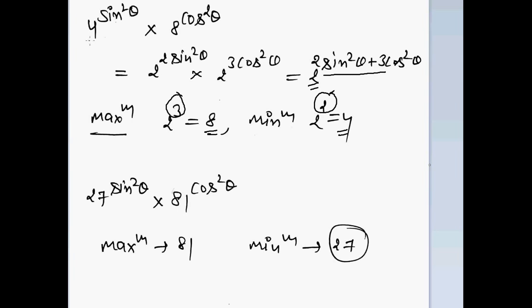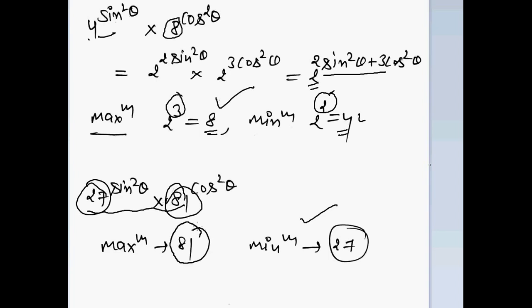What is the minimum between 4 and 8? 4. The minimum value is 4. What is the maximum between 4 and 8? 8. The maximum value is 8. See another example. What is minimum? 27. The minimum value is 27. What is maximum? 81. Maximum is 81.